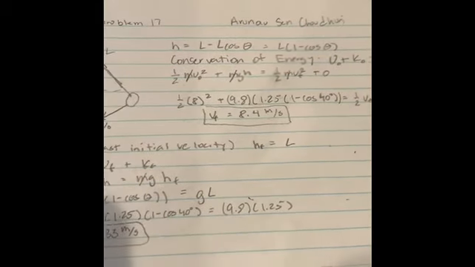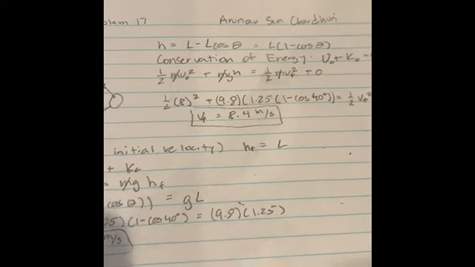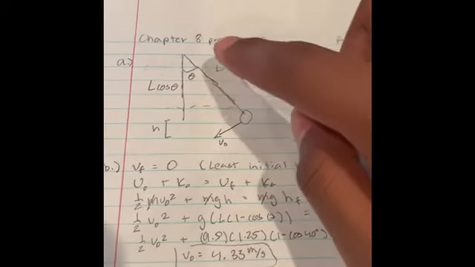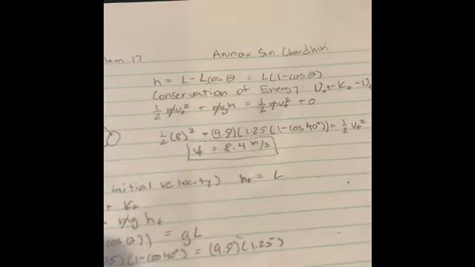So here is how you want to solve it. You find out through trigonometry that h is just the difference between the length and the length times the cosine of theta, as you see here. And you can simplify down to that equation.